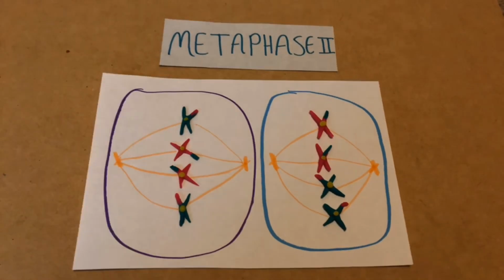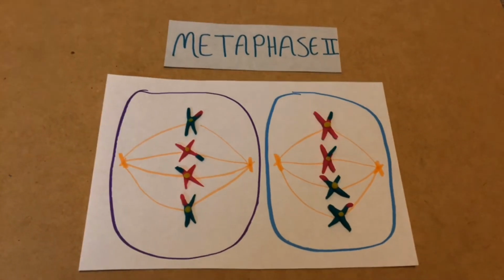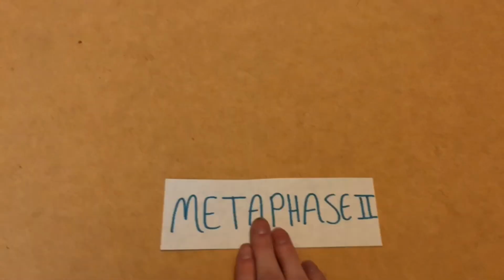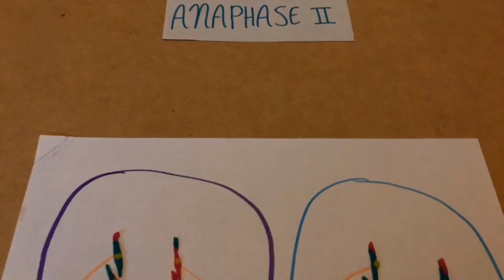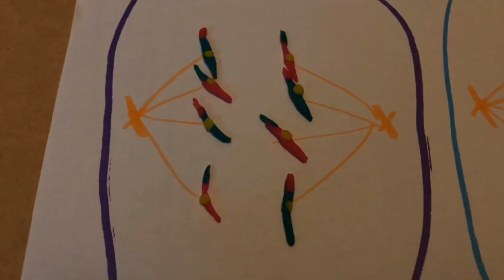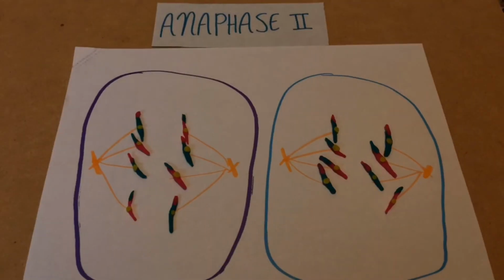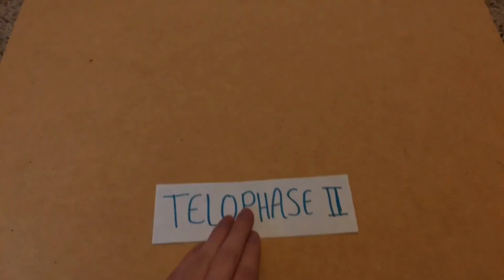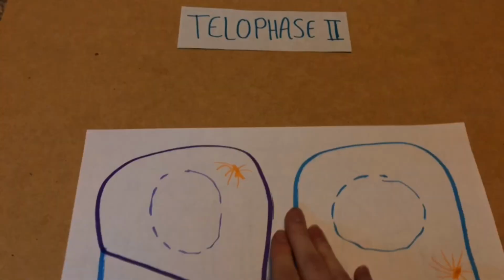The spindle fibers are now attached to the chromosome's centromeres. This time, in Anaphase II, the chromatids will be pulled apart from their centromeres by the spindle fibers. In Telophase II, the nuclei reform and the spindle fibers retract.